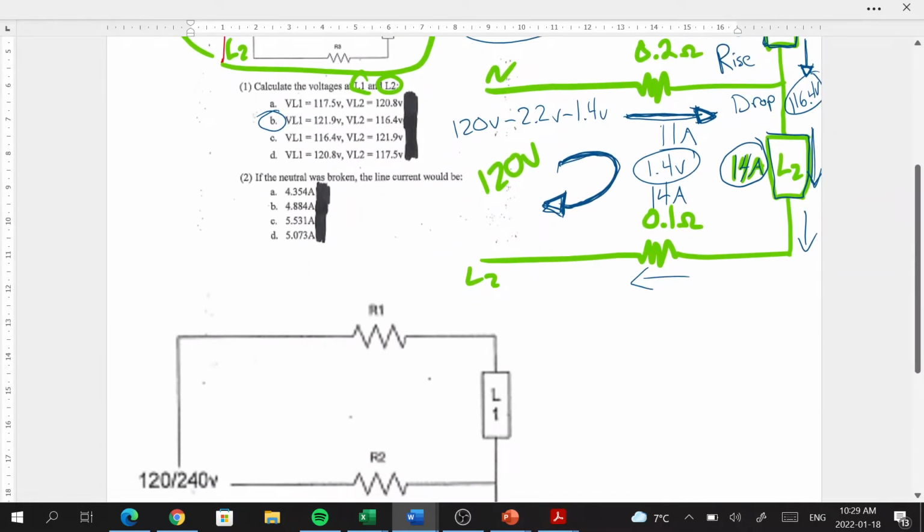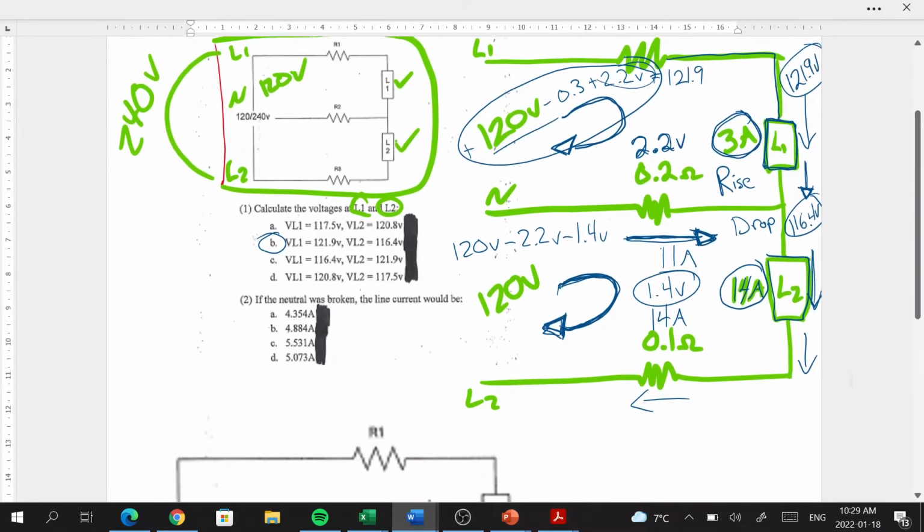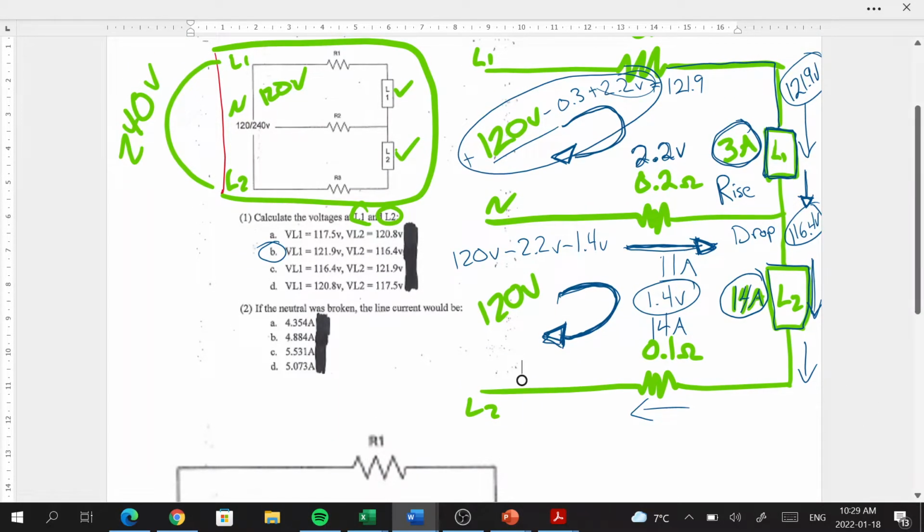All right. So let's do the second part of the question here. If the neutral was broken, the line current would be what? Well, again, in a completely balanced circuit, there's actually no current on the neutral. And that's, again, why we want to balance our three-wire systems. If it is very unbalanced, like the question here, there's going to be a lot of current on the neutral, in this case 11 amps.